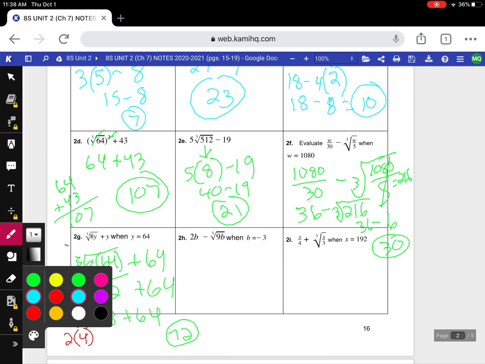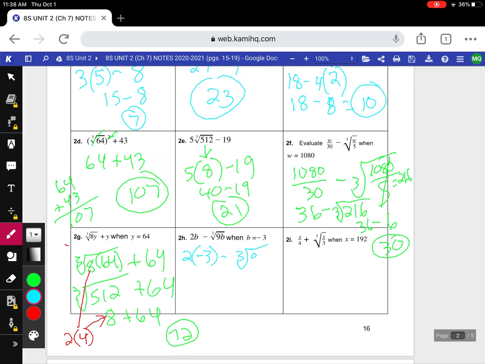Last one on this page, we've got, let's switch colors here. We've got 2 times b, and b is -3, minus the cube root of 9 times -3. Okay, well, 2 times -3 is -6, minus the cube root of what? 9 times -3 is -27.